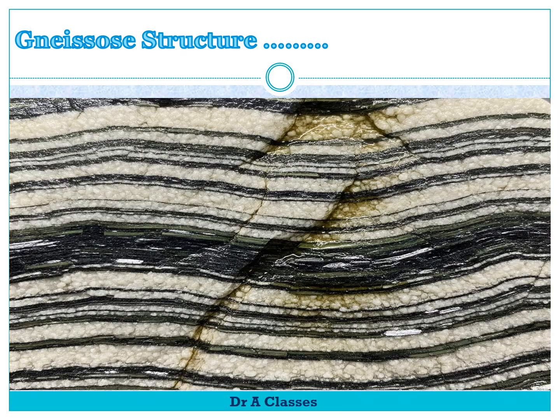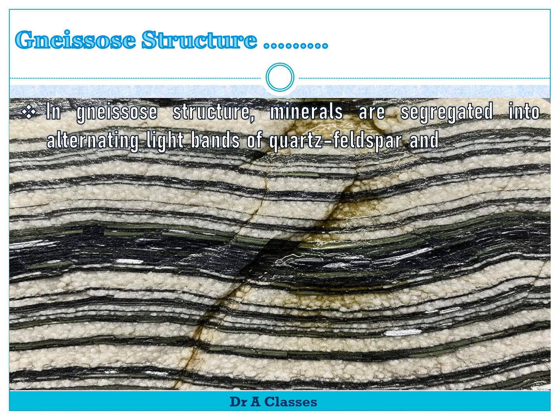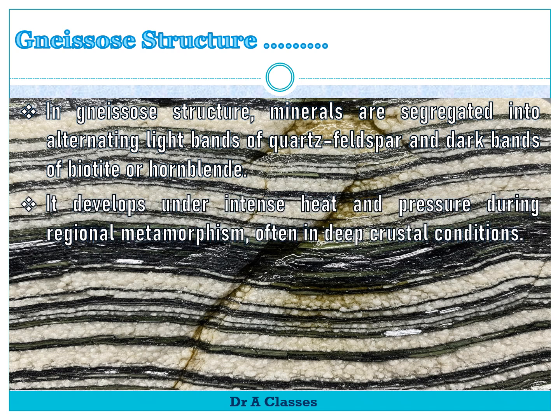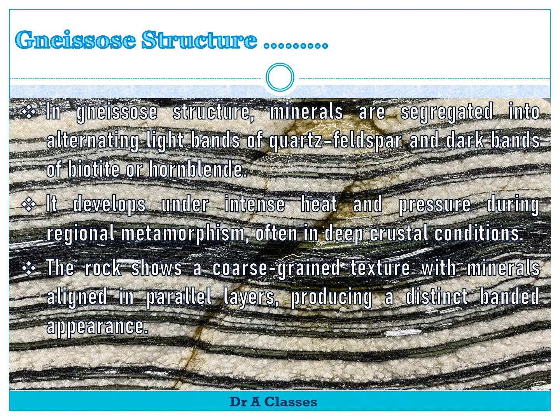Gneiss structure. This image shows a metamorphic rock with gneiss structure characterized by alternating dark and light mineral bands, coarse texture, and well-developed foliation formed under high temperature and pressure. In gneiss structure, minerals are segregated into alternating light bands of quartz and feldspar and dark bands of biotite or hornblende. It develops under intense heat and pressure during regional metamorphism, often in deep crustal conditions. The rock shows a coarse-grained texture with minerals aligned in parallel layers, producing a distinct banded appearance.